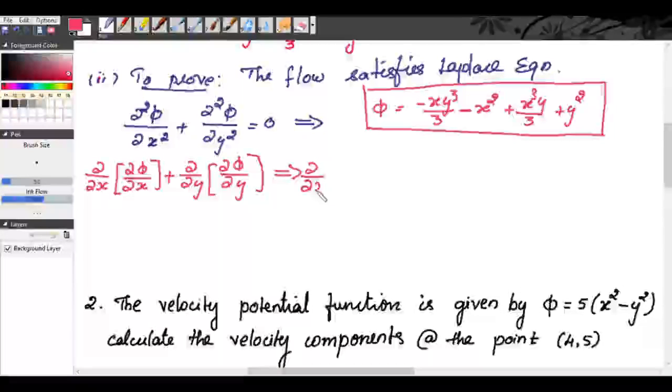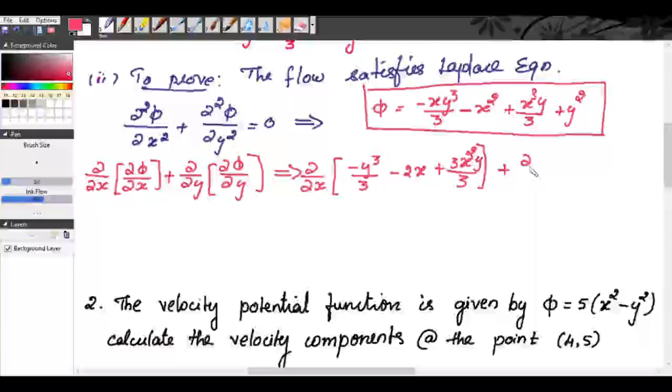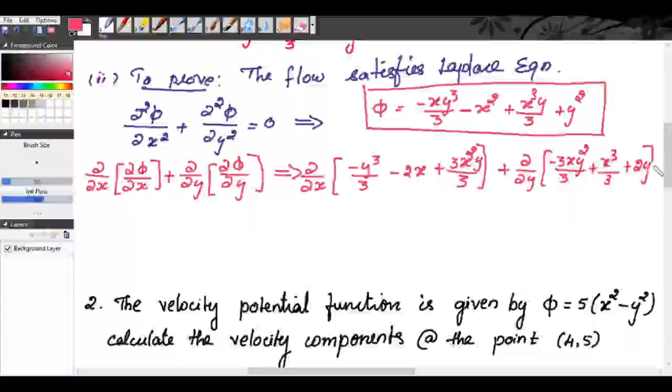So what we get is ∂/∂x of, what is ∂φ/∂x? We will differentiate this with respect to x. So we get minus y³/3 minus 2x plus 3x²y/3. There is no x term here, so that becomes 0. Plus ∂/∂y of, we will differentiate this with respect to y. So we get minus 3xy²/3. Here we don't have y term, so that becomes 0. Plus x³/3 plus 2y.